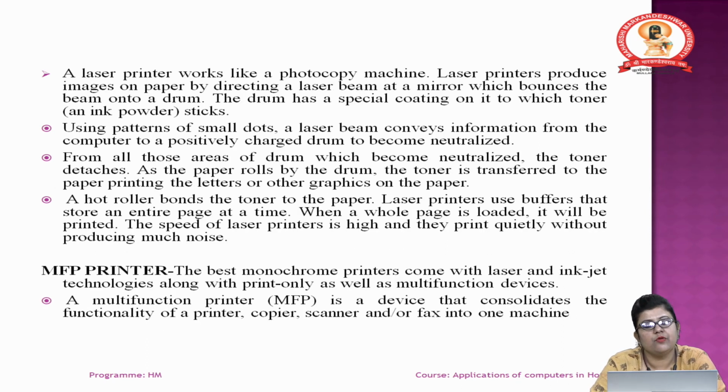Laser printer works like a photocopy machine. Laser printers produce images on paper by directing a laser beam at a mirror which bounces the beam onto the drum. The drum has a special coating onto which toner, ink powder, sticks. Using patterns of small dots, a laser beam conveys information from the computer to the positively charged drum, causing areas to become neutralized. From all these areas of the drum which become neutralized, the toner detaches. As the paper rolls by the drum, the toner is transferred to the paper, printing the letters or other graphics on the paper. A hot roller bonds the toner to the paper.